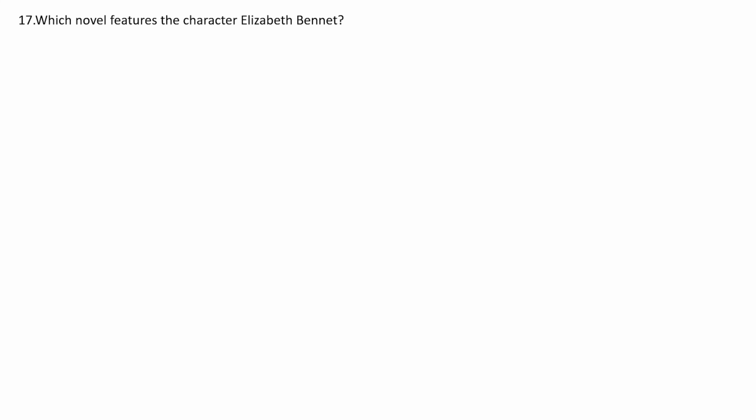Our next question is, which novel featured the character Elizabeth Bennet? Option A, Jane Eyre, option B, Pride and Prejudice, option C, Moby Dick, option D, Great Expectations. And the correct answer is Pride and Prejudice. Elizabeth Bennet is a character from Pride and Prejudice, written by Jane Austen.